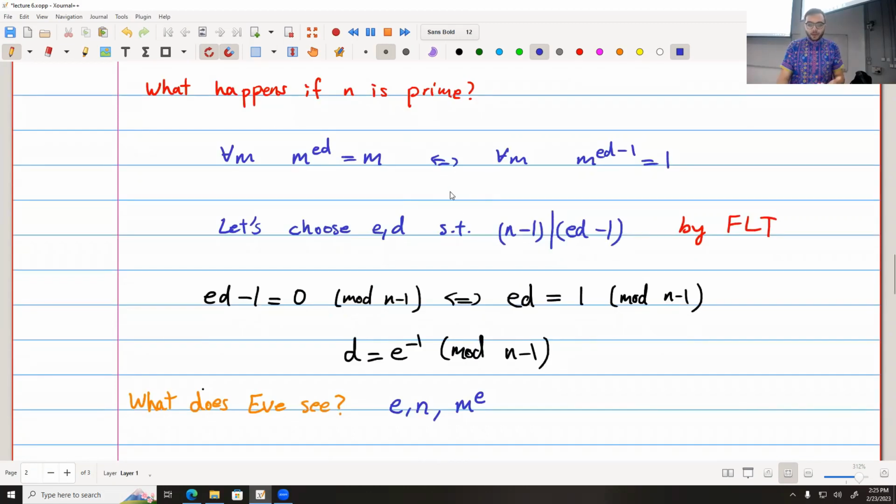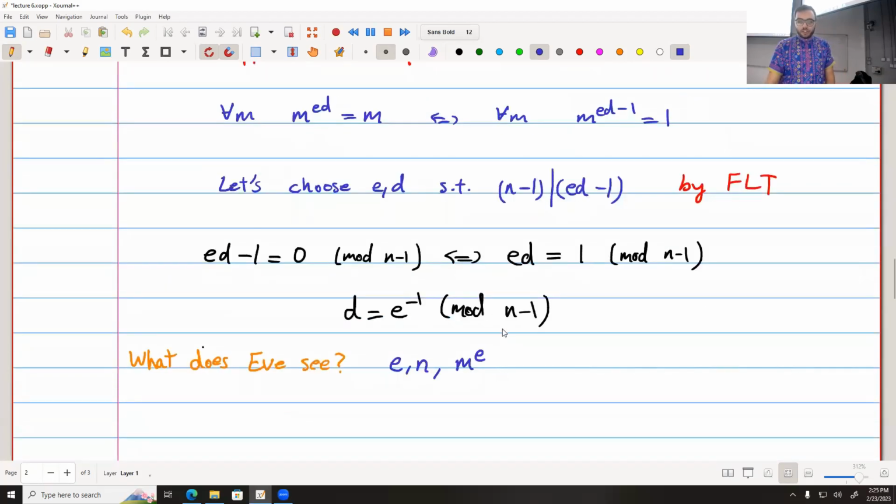What did we say about D and E? We said that D, which is supposed to be a secret, is just the modular multiplicative inverse of E, modulo n minus 1. So there's nothing that stops Eve from computing that. So Eve can simply say, okay, I know n, so I know n minus 1. So I can compute D.